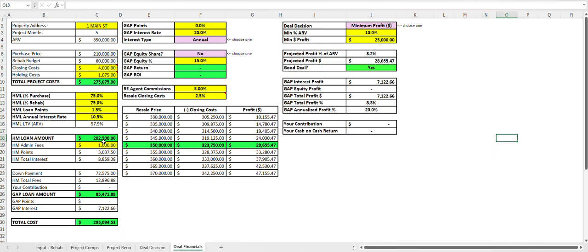Your total loan amount in the first position is 202. You're going to be paying about 3,037 in points. So at 1.5%, if that was 1%, that number will go down, as you see. And you are going to be paying interest over 5 months, $8,859 at 10.5%. Again, if that's 11%, that number is just going to go up. So now you get into your down payment. You're going to be required to put $72,575 down. Your total fees, which are your hard money total fees, which is the points plus the total interest, will be $12,000. And we're going to deduct that from your contribution.